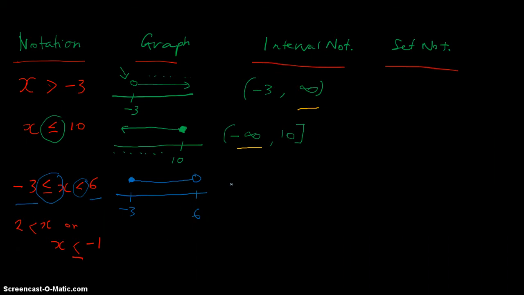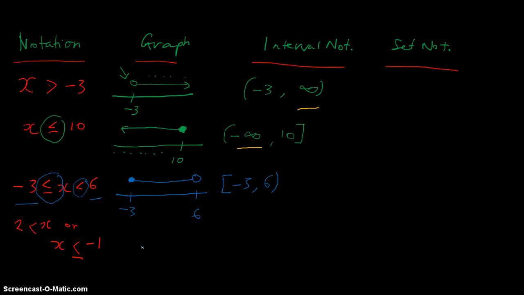So the way we represent this in interval notation is with square brackets. We say that's -3, and it goes all the way up to 6. But does it include 6? No, it doesn't include 6, so we use round brackets.